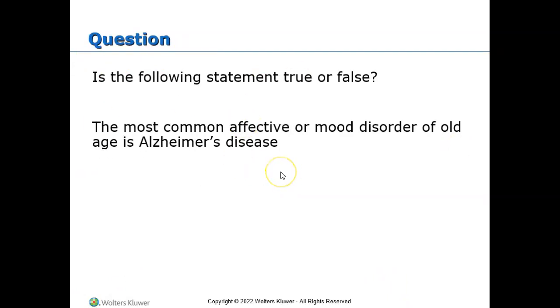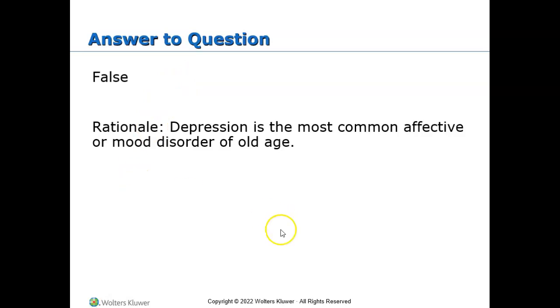And then I left this question in there. Is the following statement true or false? The most common affective or mood disorder of old age is Alzheimer's disease. And again, I'm changing this to say not Alzheimer's disease, but dementia, because Alzheimer's is one of many different forms of dementia. And here's the answer. It is false. Depression is the most common affective or mood disorder in old age.